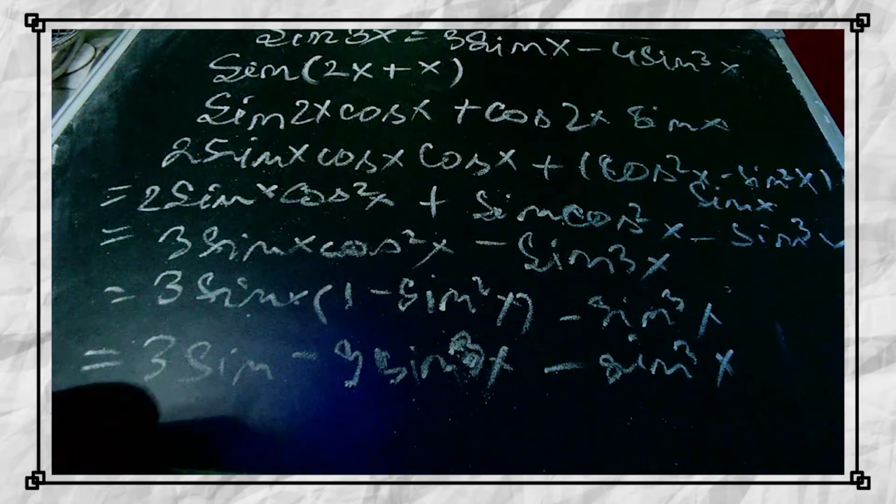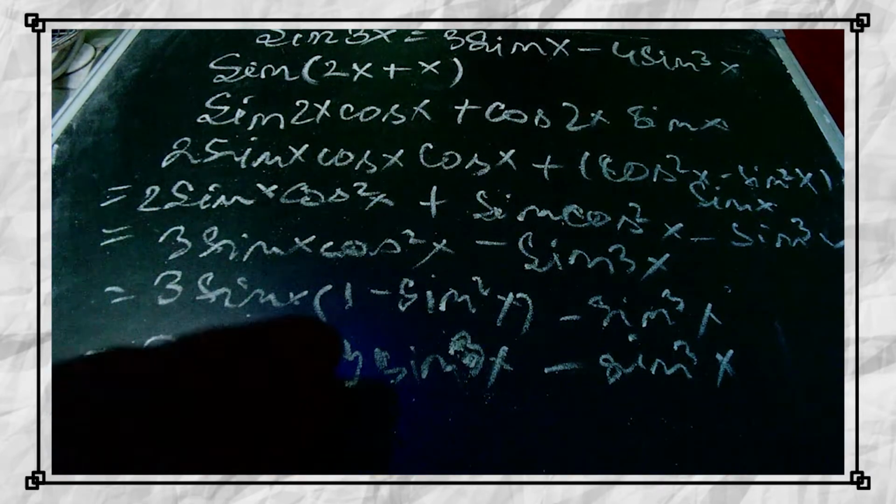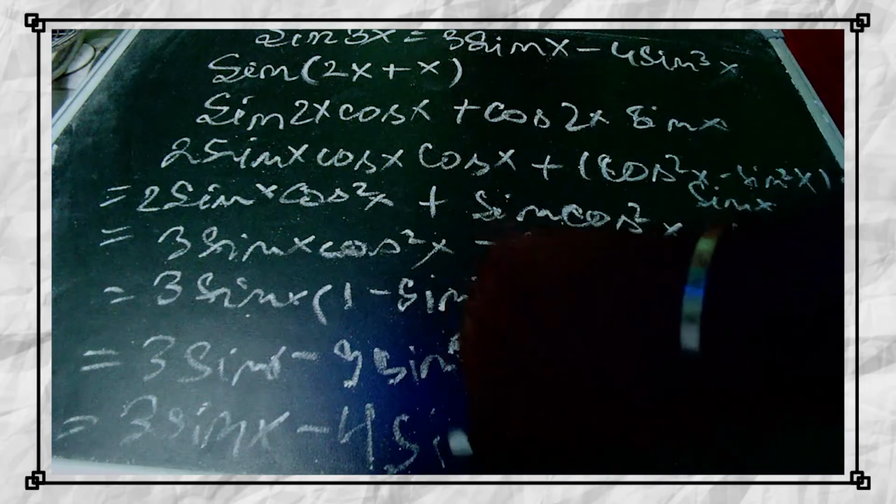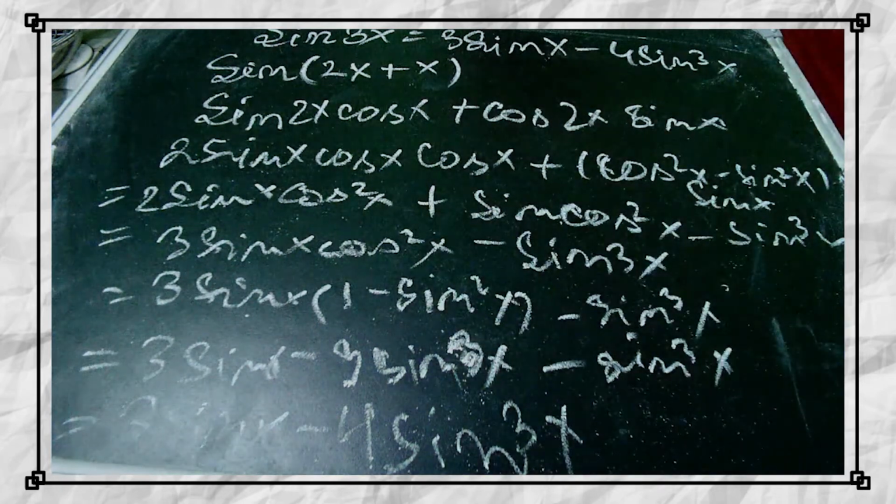So we will get finally 3 sine x minus 3 sine cube x and minus sine cube x. So it will become 4 sine cube x. So ultimately 3 sine x minus 4 sine cube x. So this was the derivation of the formula sine of 3x equals 3 sine x minus 4 sine cube x. Now let's take a look at the value of cos of 3x.